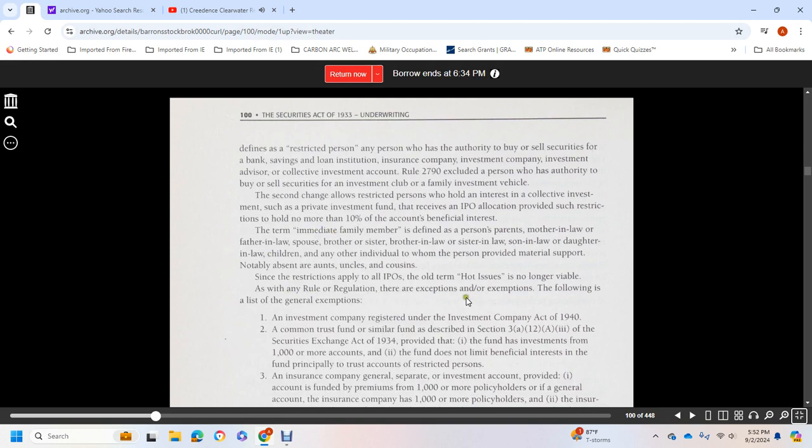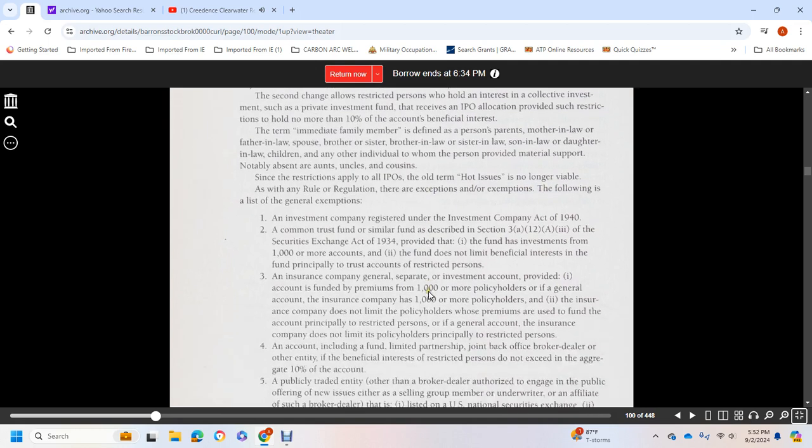As with any rule and regulation, there are exceptions and exemptions. The following is a list of general exemptions. One: an investment company registered under the Investment Company Act of 1940. Two: a common trust fund or similar fund described in Section 3(a)(12)(A)(iii) of the Securities Exchange Act of 1934, provided that the fund has investments from 1,000 or more accounts, and the fund does not limit the beneficial interest of the fund's principal to the trust accounts of restricted persons.